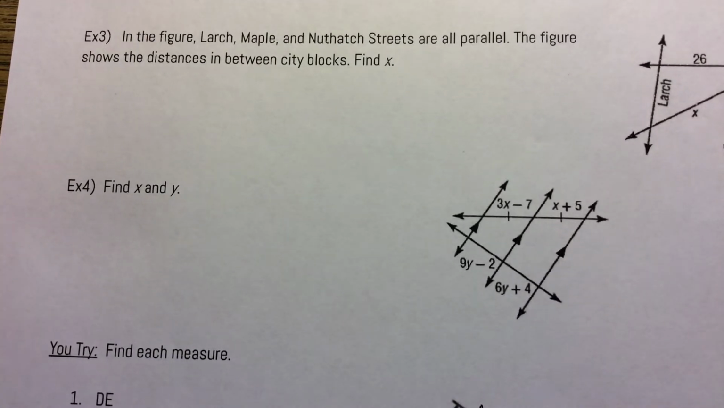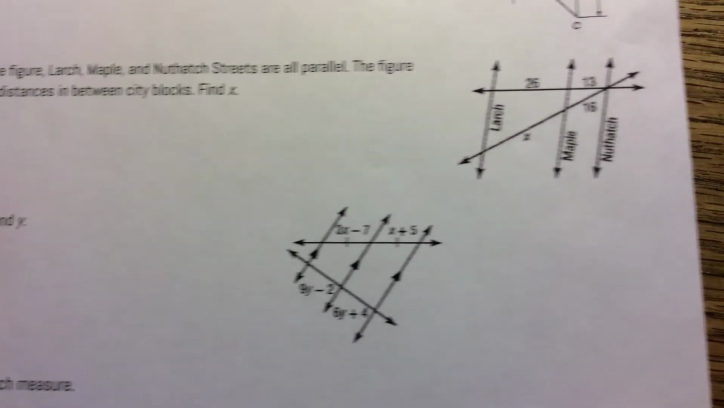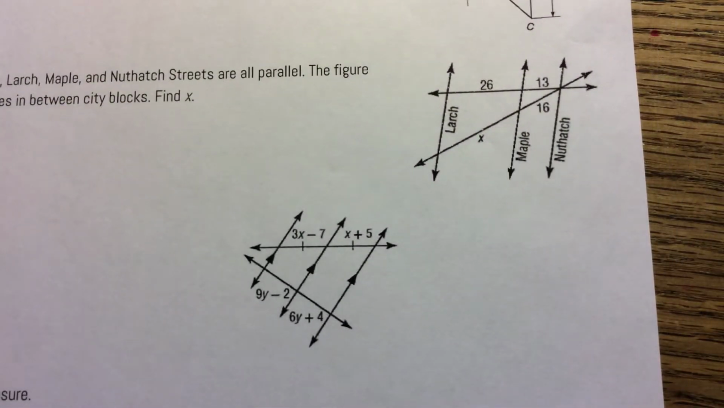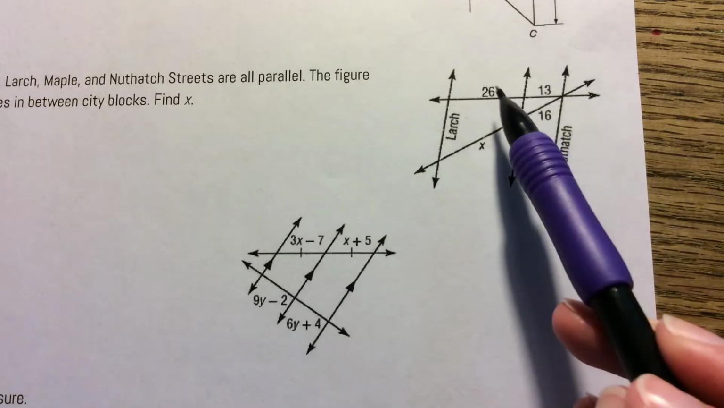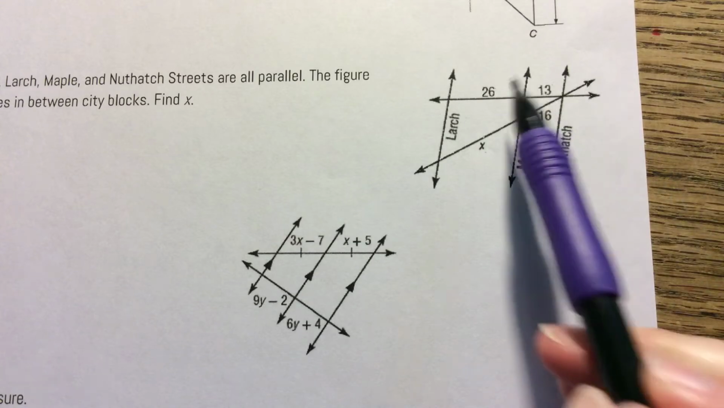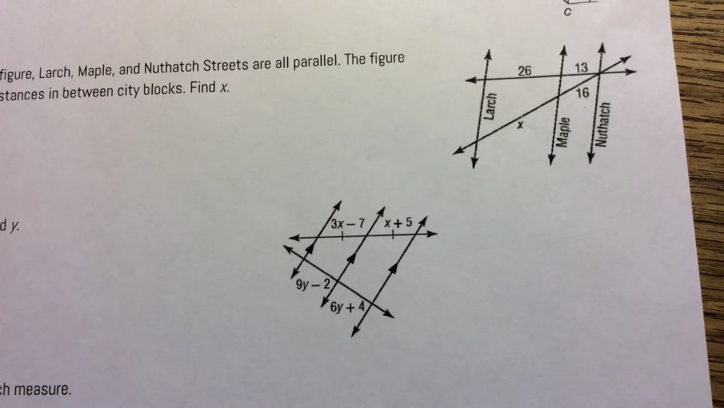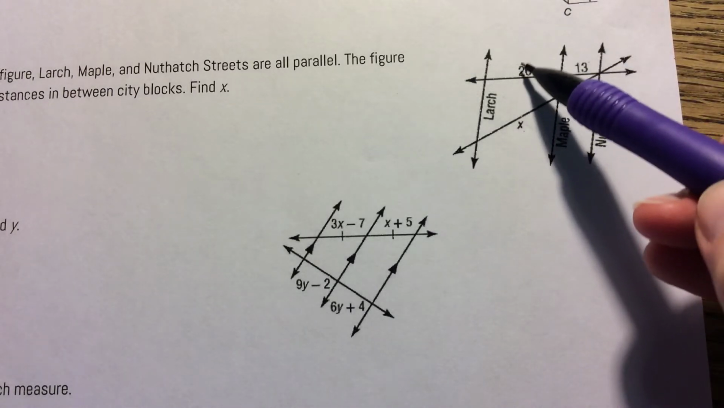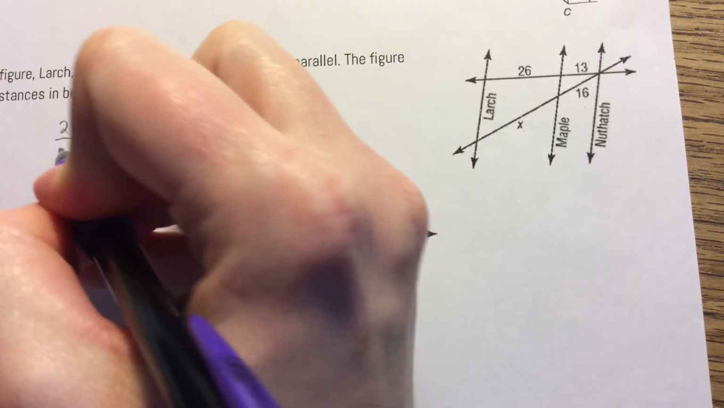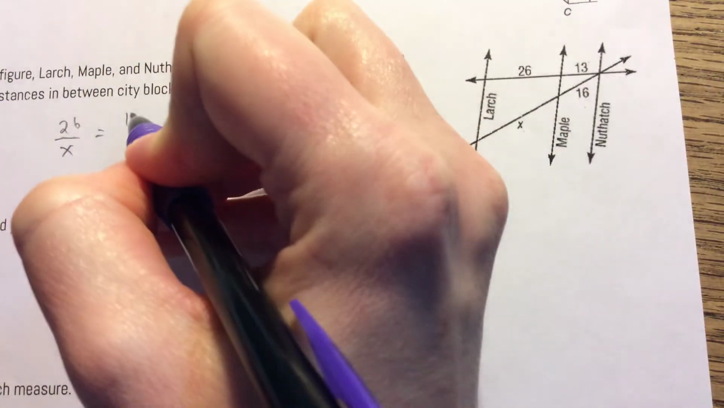Okay, example 3. We have the figure to the right here. We have some streets lined out that are parallel to each other. We want to find the value of x here. However, there's lots of different ways you could set it up. You could compare this to this, and 13 to 16, you could go 26 to 13, x to 16. However you want to set it up is fine. I chose on this one, let's do 26 to x, so 26 over x equals 13 over 16.